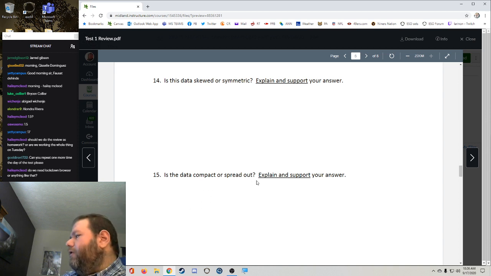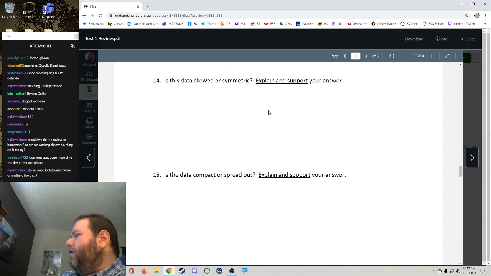Is the data compact or spread out? It doesn't have to be compact or spread out. It may be normally distributed. It just depends on what the range rule tells us. When I say explain and support, I'm just saying how do we justify this answer, and that's usually going to mean the range rule for number 15, and then our rule on skewed versus symmetric, where we just compare the median and the mean.